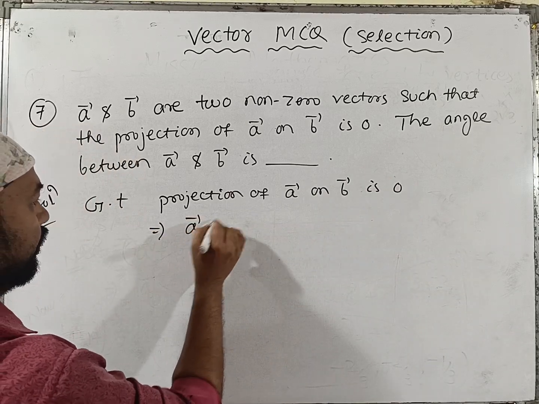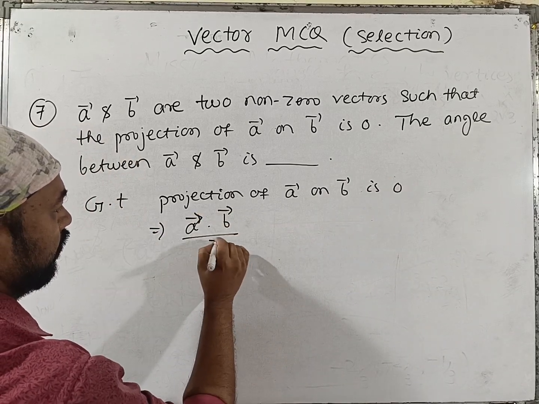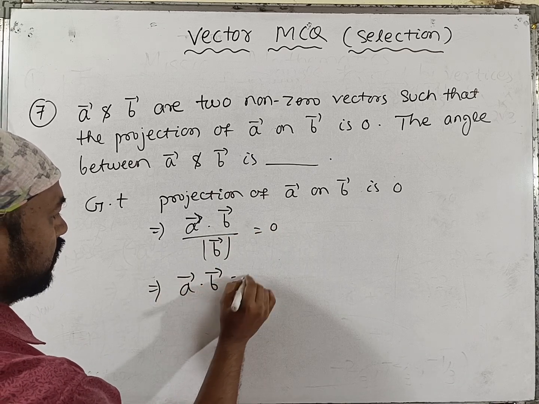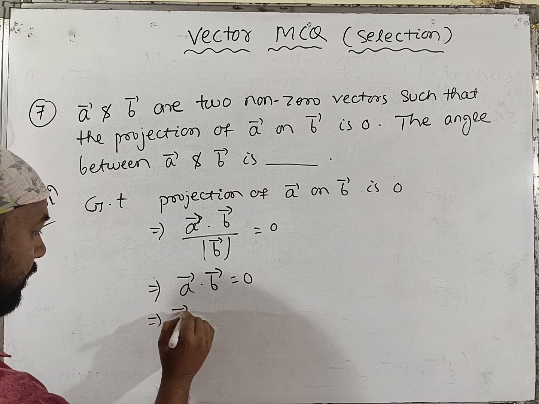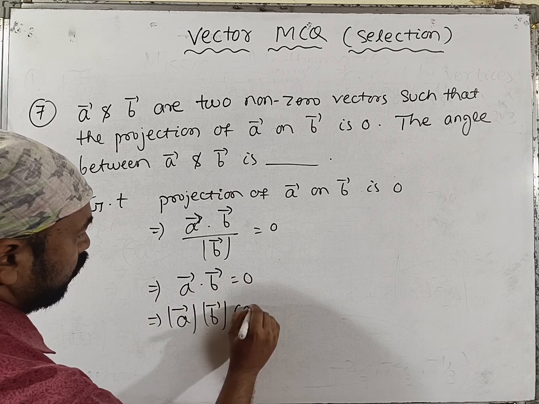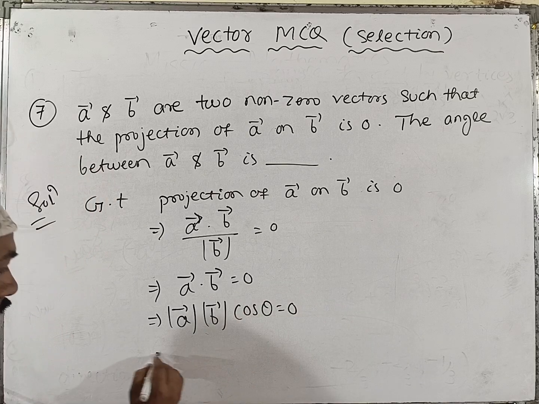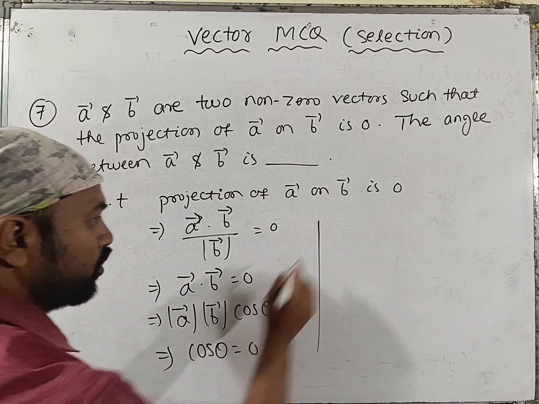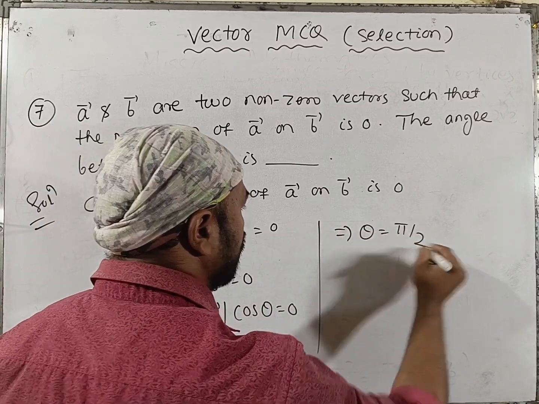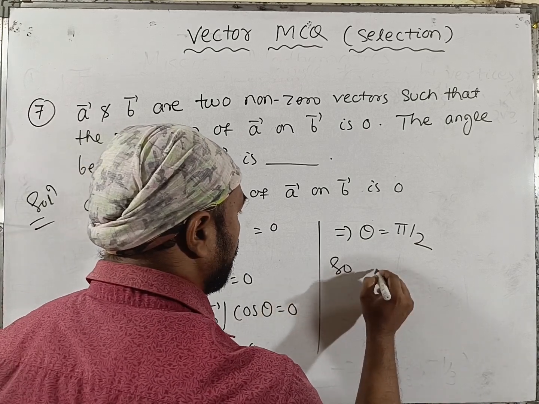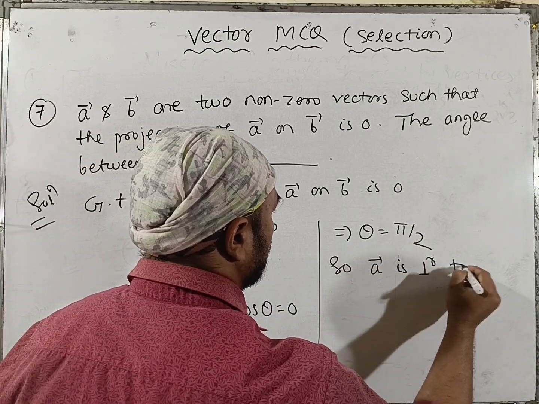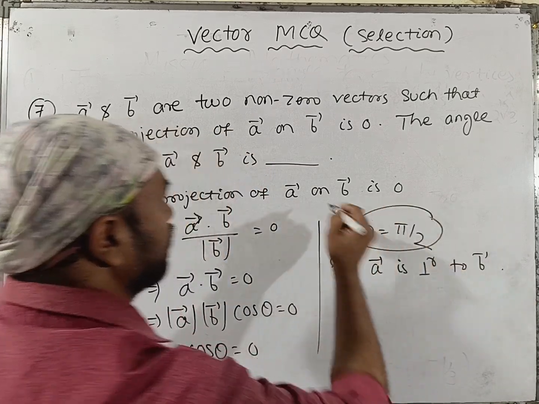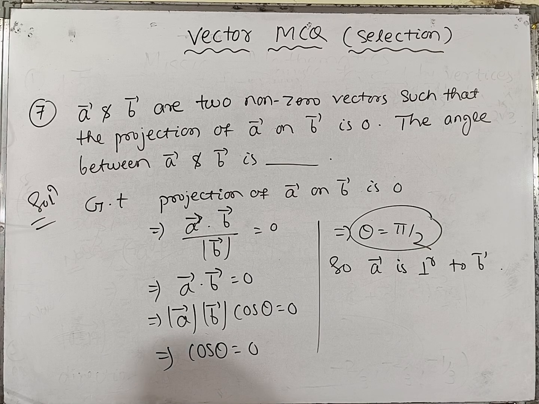That implies A vector dot B vector is equal to 0. That implies cos theta is equal to 0. If cos theta is equal to 0, that implies theta is equal to pi by 2. So A vector is perpendicular to B vector. But it has been asked for the angle between A vector and B vector, so that is the answer: theta is equal to pi by 2. Then let us go through question number 8.